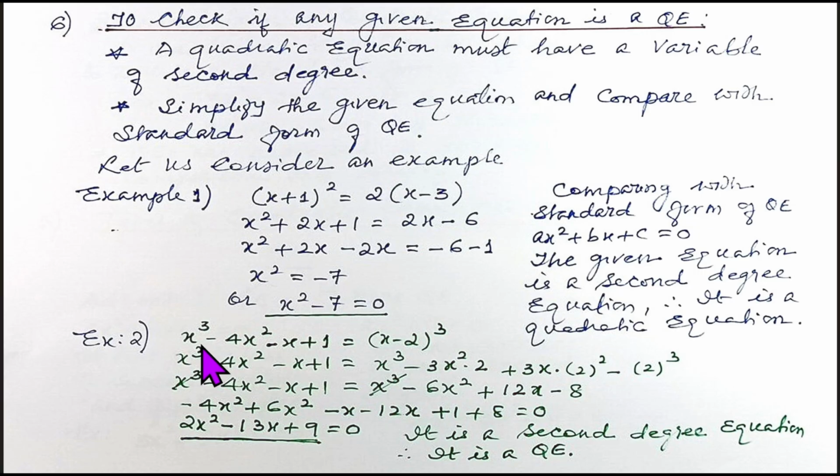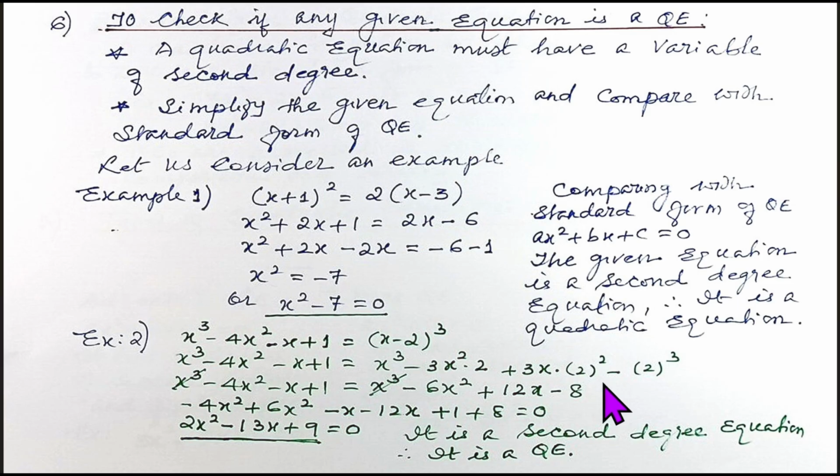Now, one more important example we will consider. x cube minus 4x square minus x plus 1 equal to x minus 2 whole cube. Now, x cube minus 4x square minus x plus 1, as it is, I have written here. Now, I am using that a minus b whole cube is a cube minus 3a square b plus 3ab square minus b cube. So, using that identity, I can open x minus 2 whole cube as x cube minus 3a square, that is x square into 2, plus 3ab square, that is 3 into x into 2 square, and b cube.